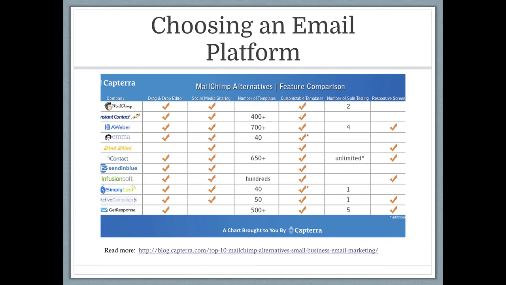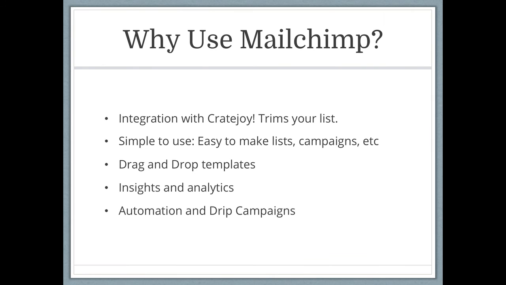Now, I would suggest using MailChimp mainly because MailChimp integrates directly with Cratejoy. We'll look at this a little bit later too. Specifically, what it does is Cratejoy can trim your list for you, so when you have people subscribe and then cancel, MailChimp will directly communicate with your Cratejoy dashboard to make sure that your active subscriber list is accurate.